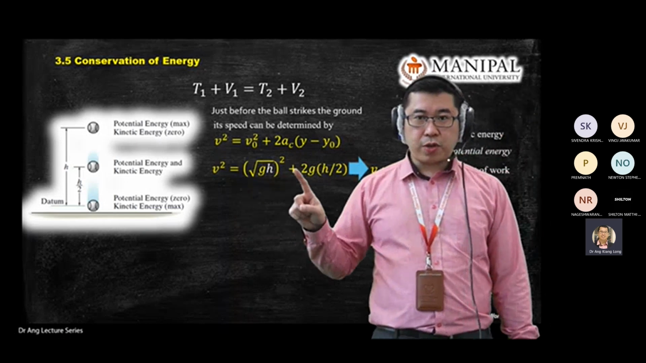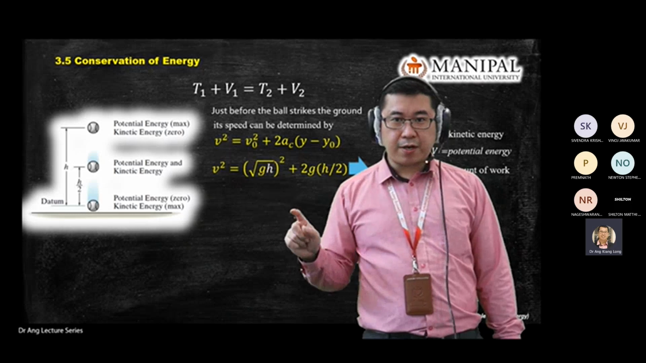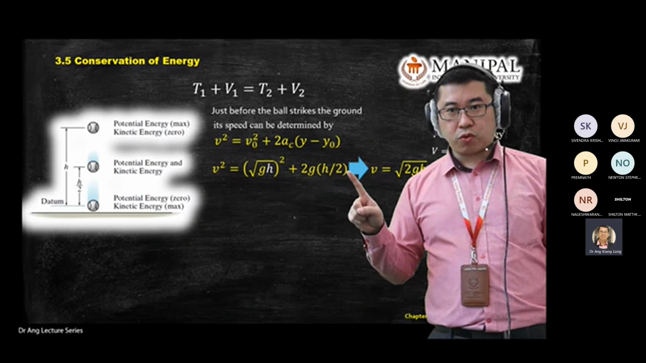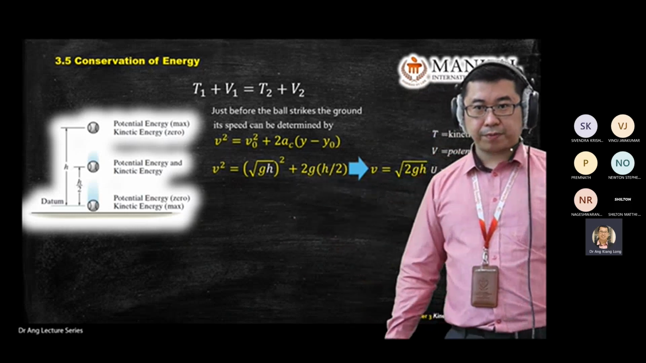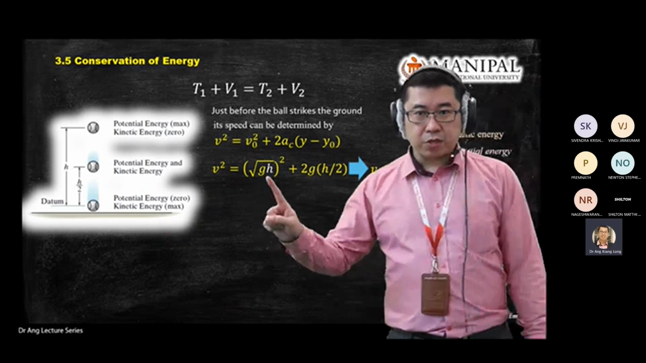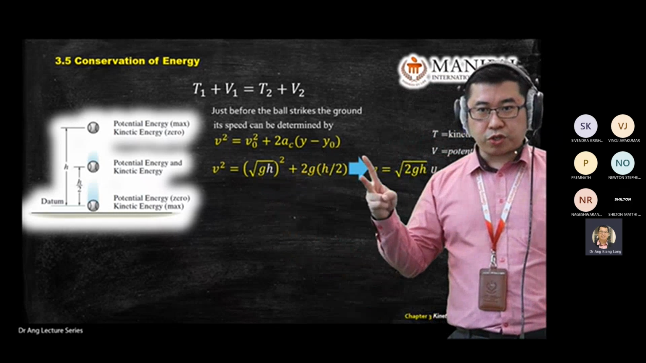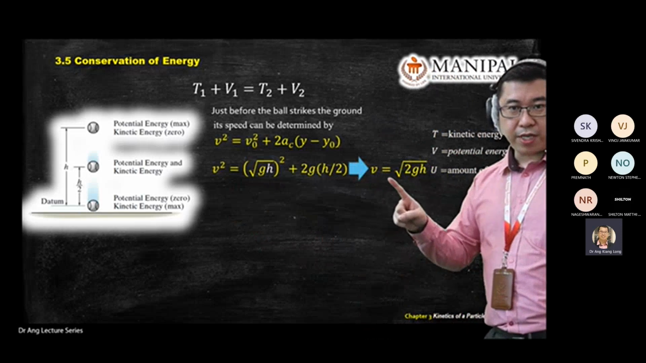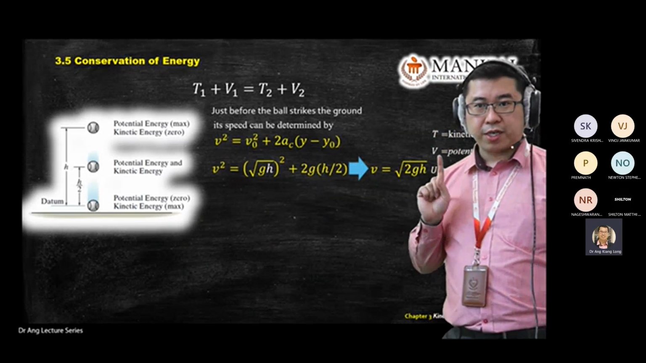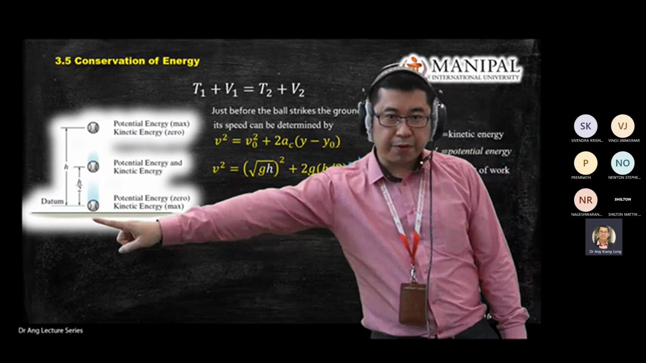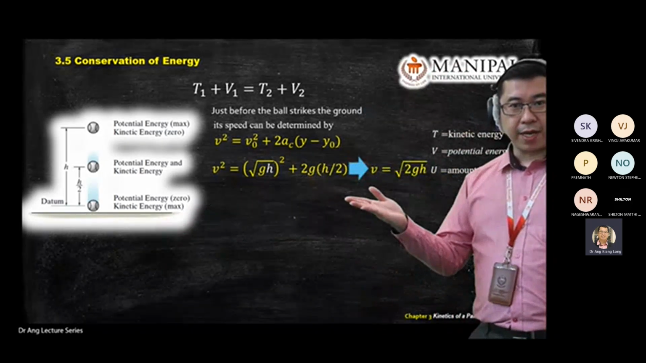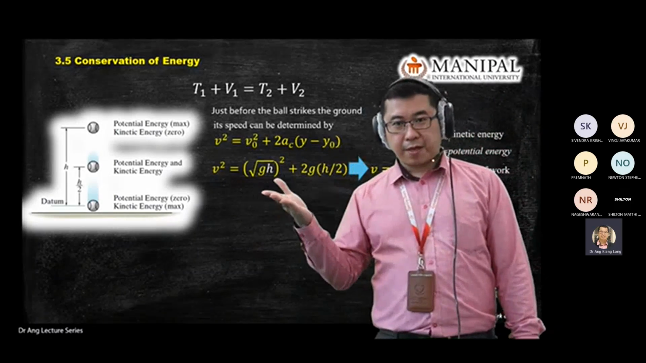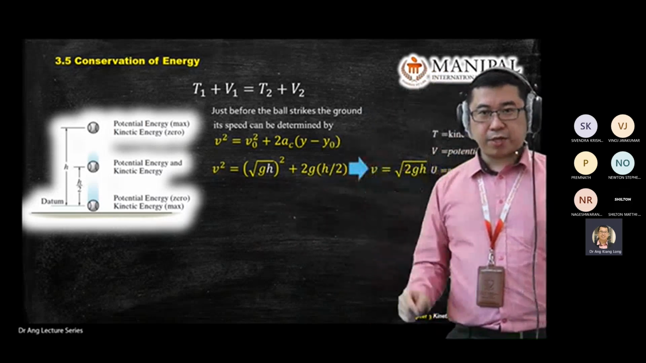So here you square, the root will be gone. So you get gh. Here 2gh divided by 2, 2 cancels 2, you get gh. All right, so this gh plus gh, you get 2gh, and you move the square on the left-hand side to the right-hand side, you get v equal to square root of 2gh. This is the speed before it hits the ground. So this is a very simple derivation from Newton's equation.